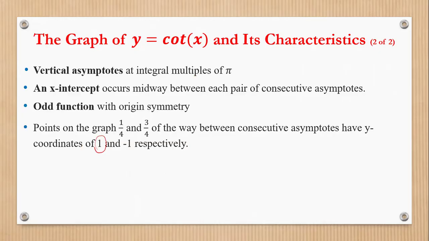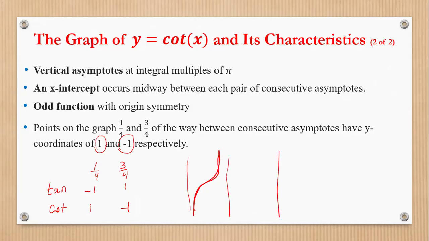So for tangent, we say -1 and 1. But for cotangent, we say 1 and -1. And that's one of the differences between the tangent and cotangent, because the tangent is always like that, but the cotangent is like that.